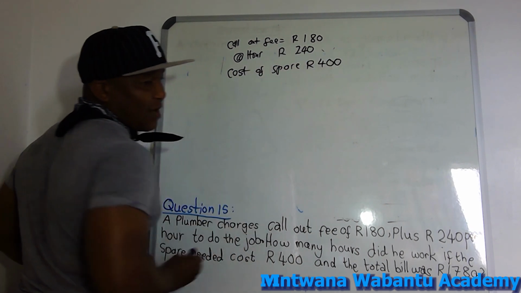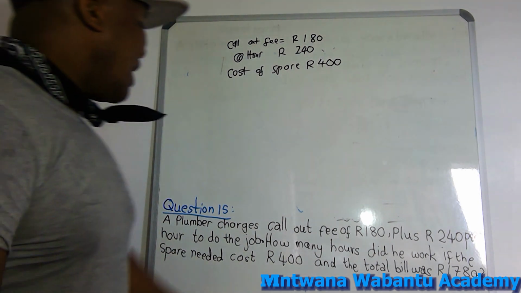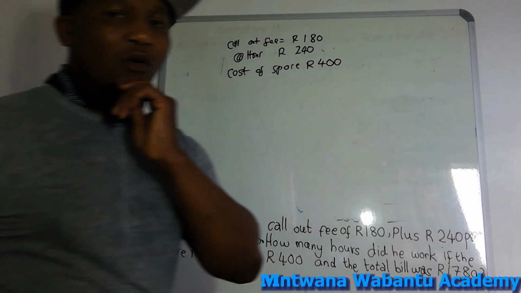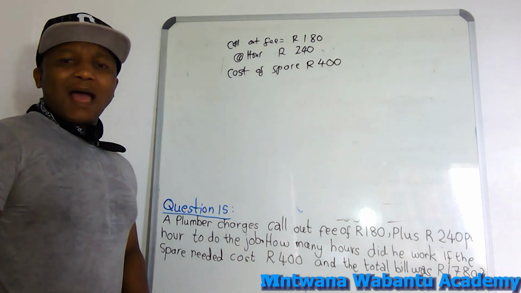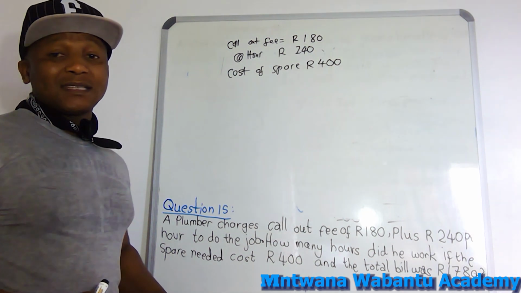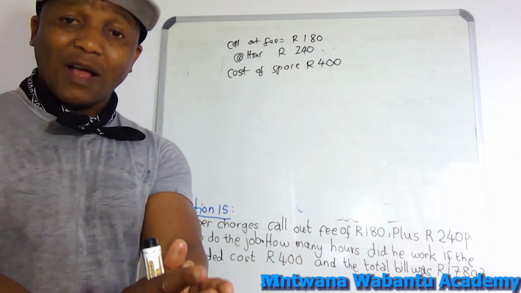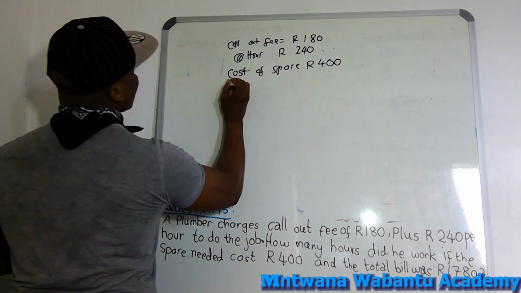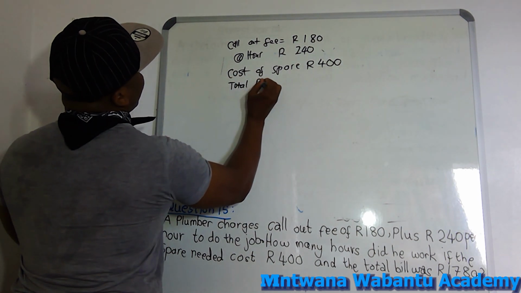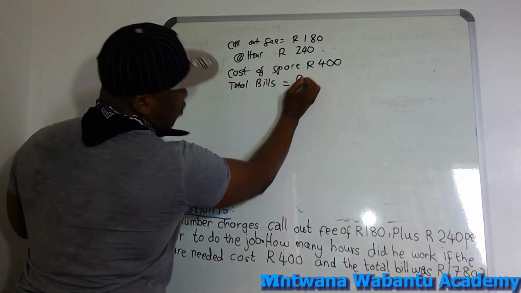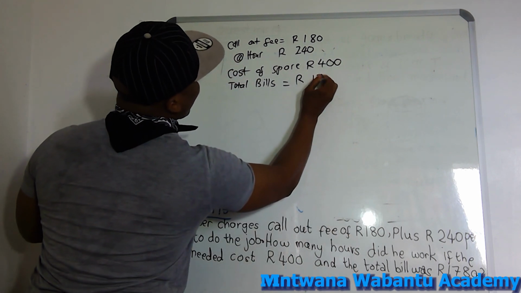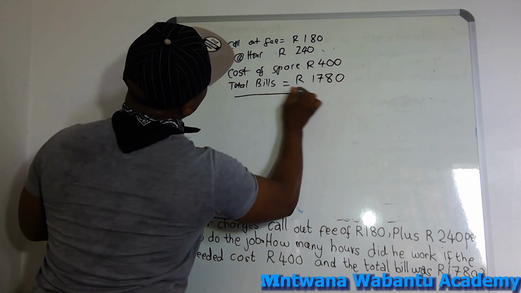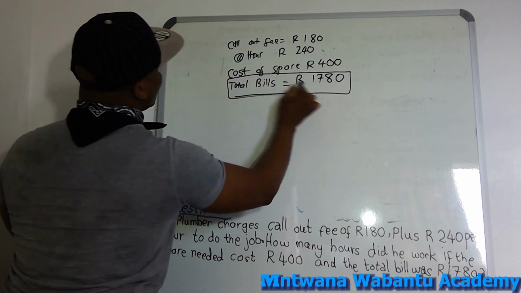So at the end, when they finish, they say, hey listen, this is my bill, you're going to have to pay me. So the total bill was how much? 17178. So finally this is what I had to pay.